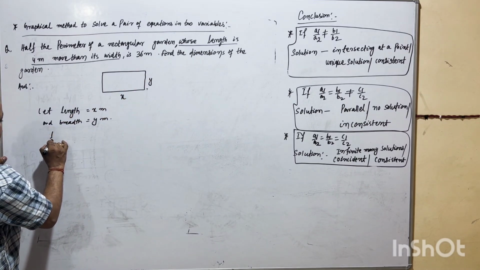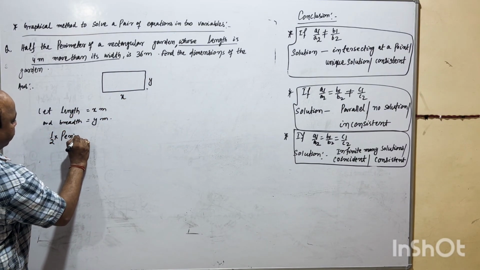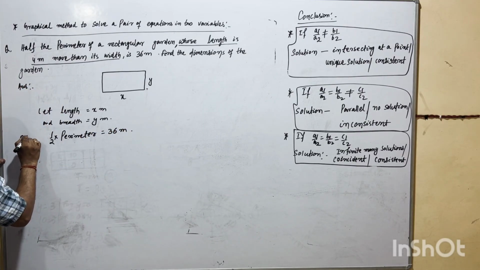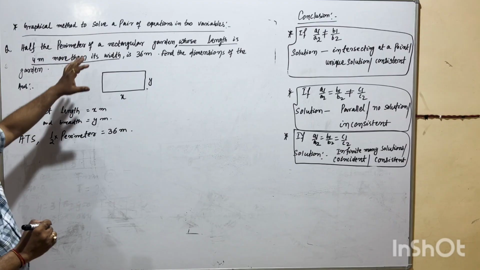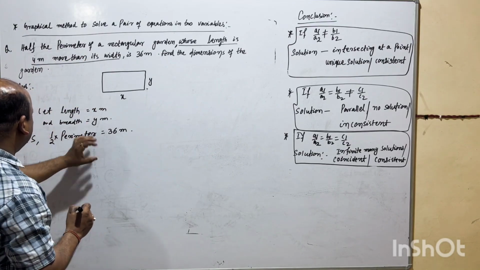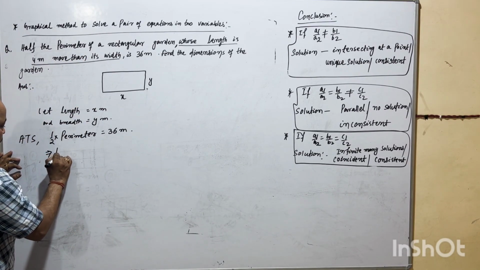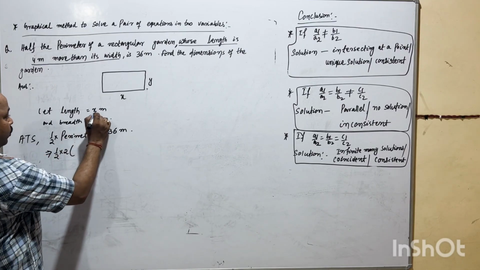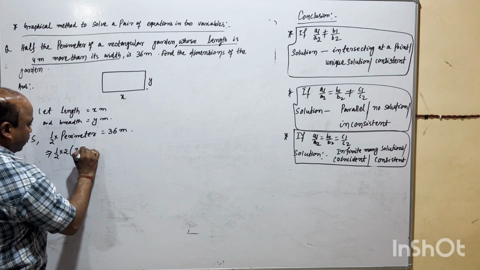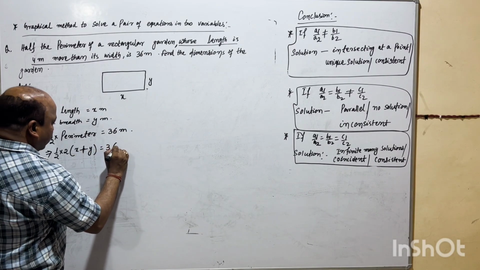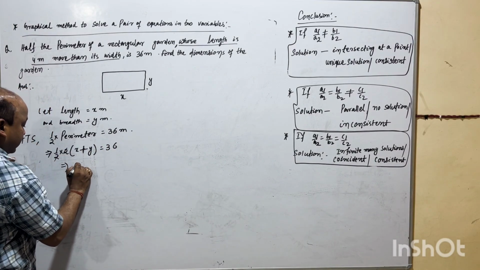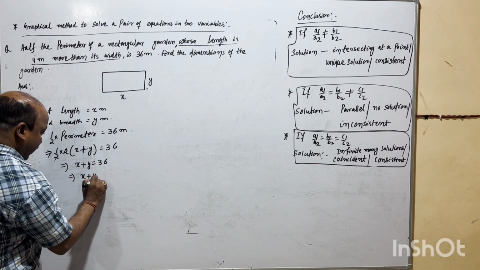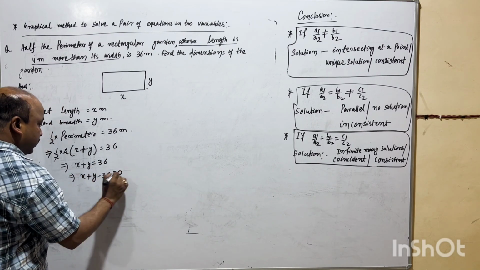Now half the perimeter of the rectangular garden is 36 meter. This is according to the situation. That implies half of the perimeter. What is the perimeter of the rectangular garden? 2 into length plus breadth. So half of 2 into length x plus breadth y is equal to 36. So x plus y is equal to 36, x plus y minus 36 equal to 0. This is equation 1.